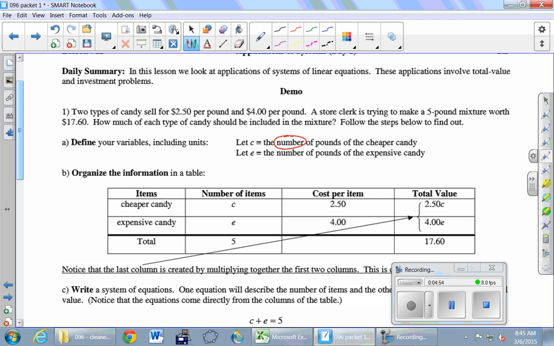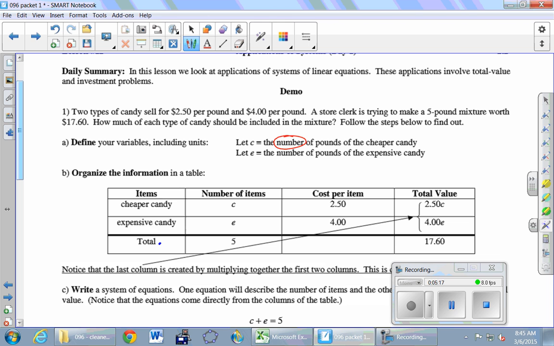And the table is filled in, but let's just make sure we're clear on why everything is where it is. So this one says number of items. That's just kind of a generic term, but really in this case it's number of pounds. So how many pounds of the cheap stuff did we have? Well, that's exactly what we called C, right? C pounds of the cheap stuff. And the number of pounds of the expensive candy we called E.